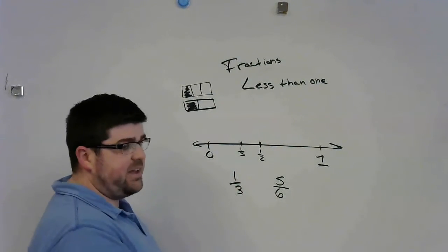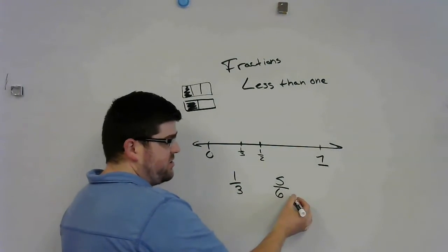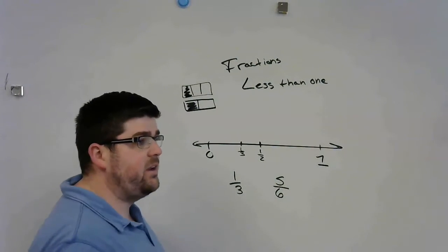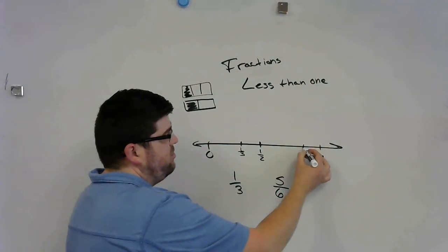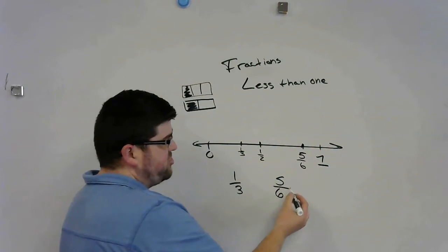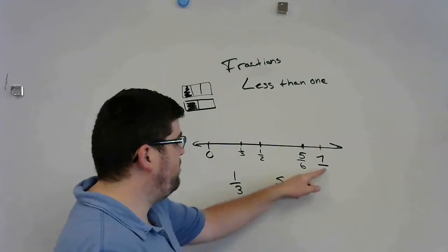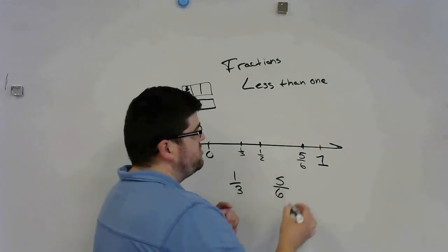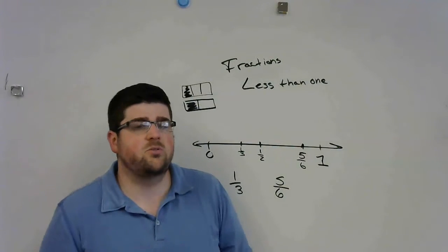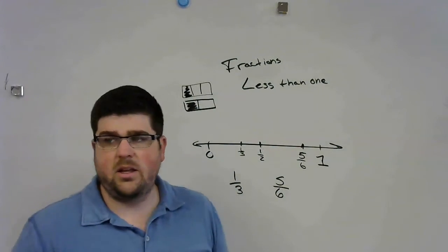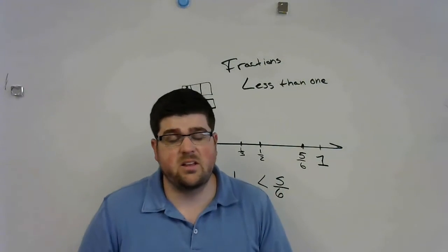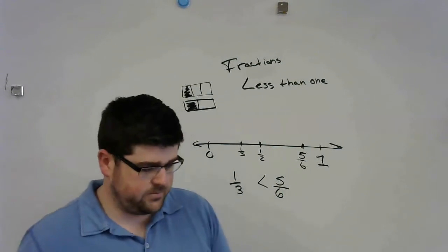Now 5/6, there's 6 parts total, and 5 of them are shaded, all of the pieces except for 1. So that means 5/6 is going to go pretty close to the 1, because if there was just 1 more piece shaded, it would be all the way to the 1. So now I can ask myself, out of 1/3 and 5/6, which one is closest to 1? And you guessed it, it's 5/6. So that means that 1/3 is less than 5/6.